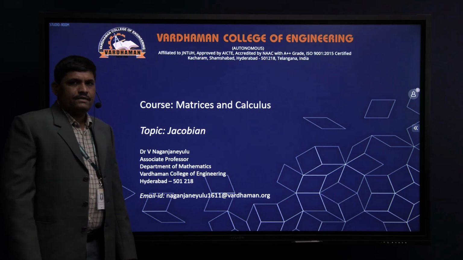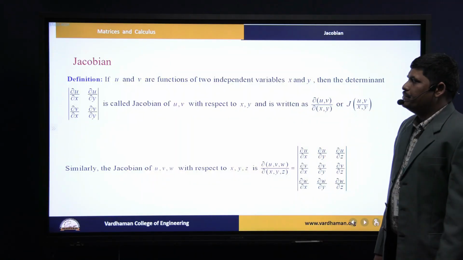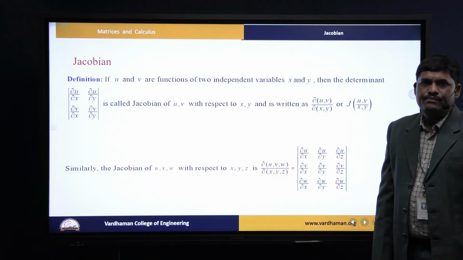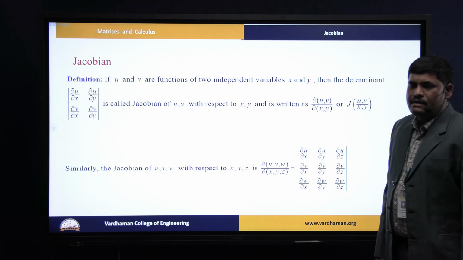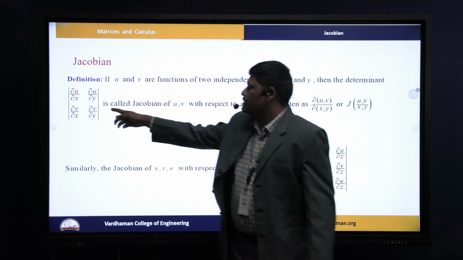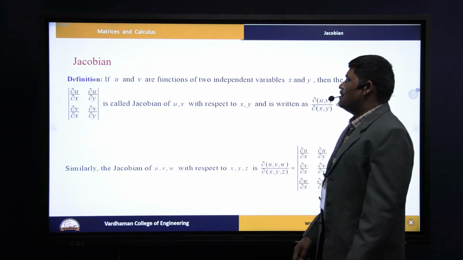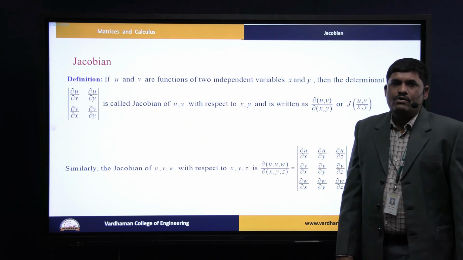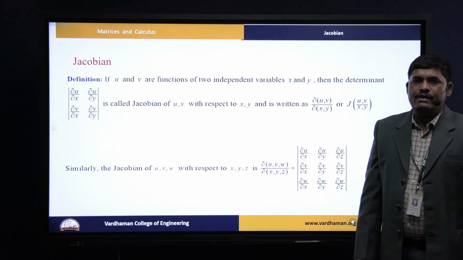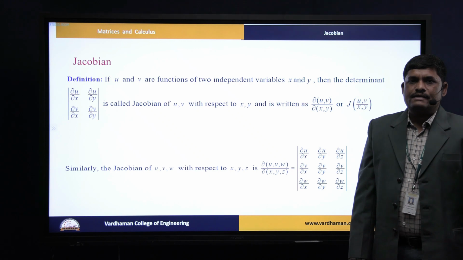At present, we are discussing Jacobian. If u and v are functions of variables x and y, then the determinant ∂u/∂x, ∂u/∂y, ∂v/∂x, ∂v/∂y is called the Jacobian of u, v with respect to x, y, and it is denoted by ∂(u,v)/∂(x,y) or J(u,v / x,y). Here J indicates Jacobian.